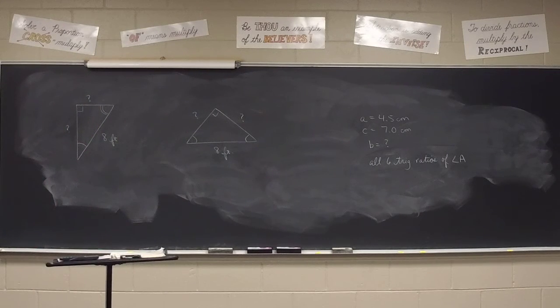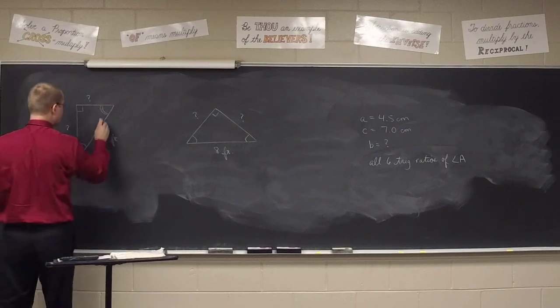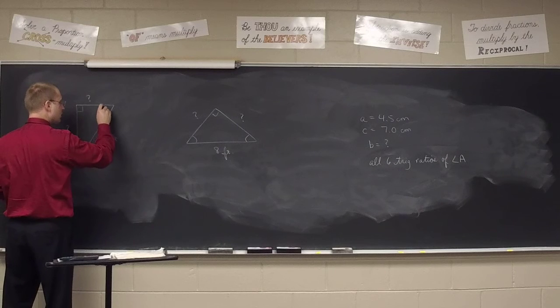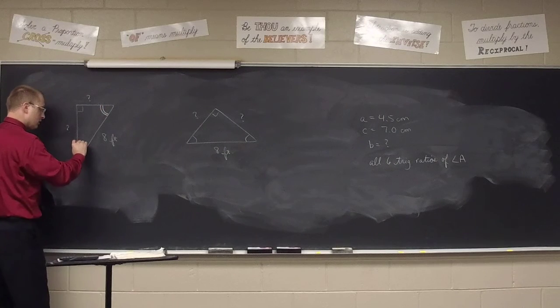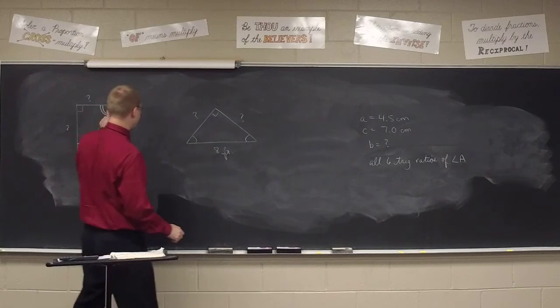I have a question. Yes, sir. So when the only one we know is the hypotenuse, we automatically assume that the opposite is 1, right? This angle's twice that one.